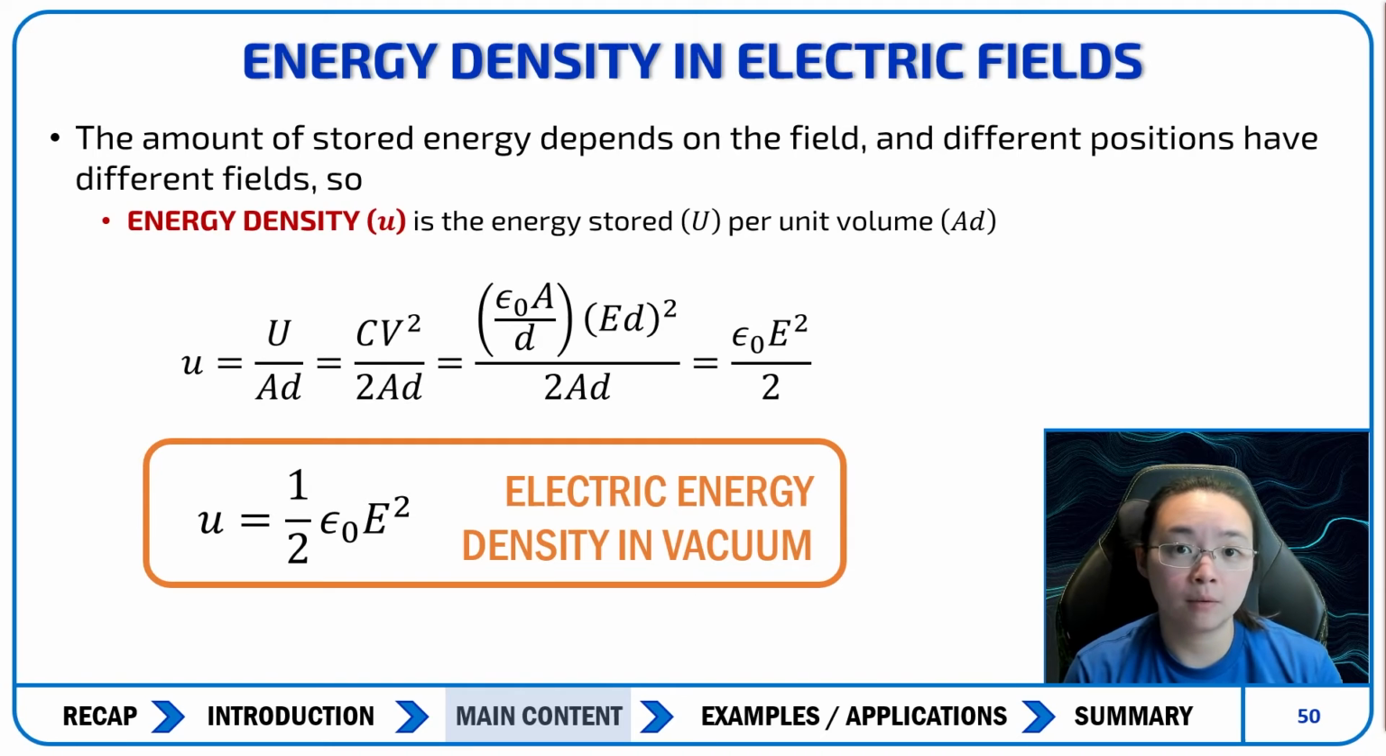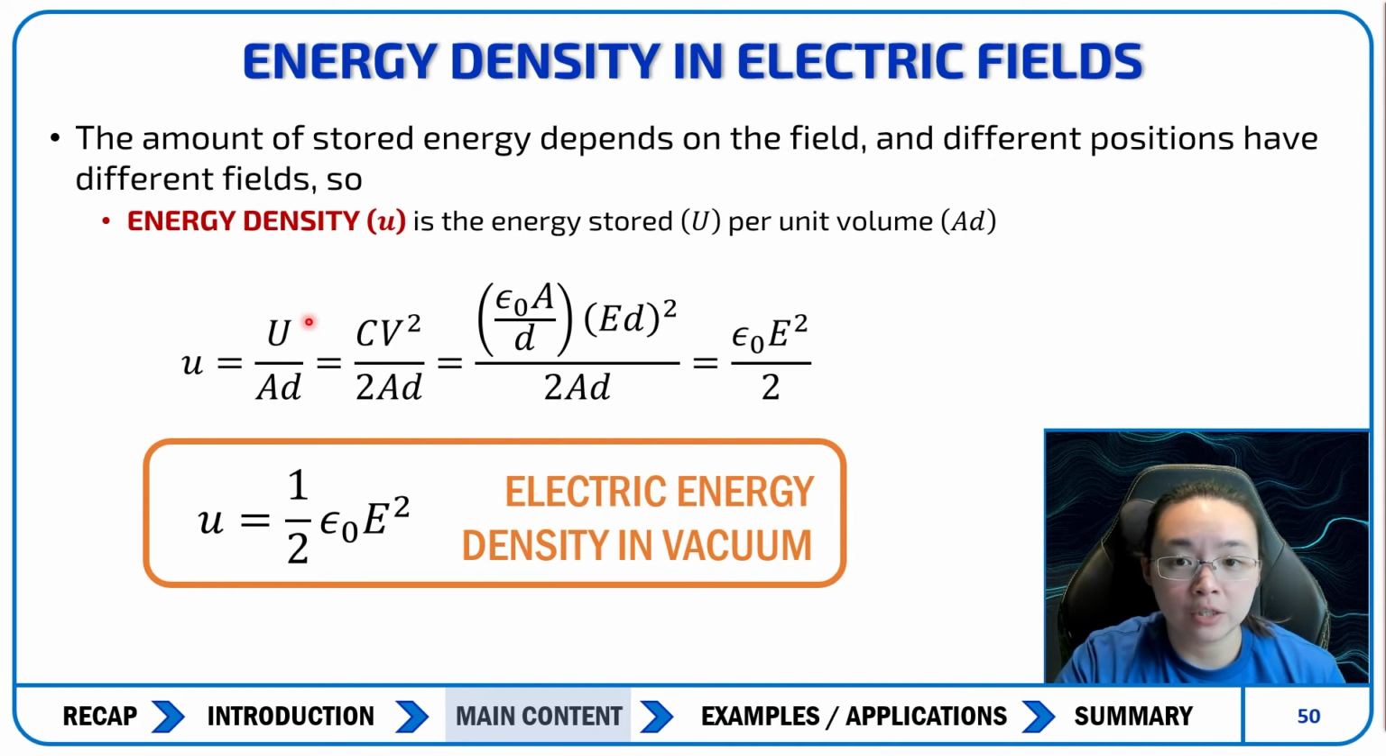Because of that, we move on to describe something called an energy density within an electric field. Different electric field distributions will have different energy densities, which will then directly affect how much energy capacitors can store. So the amount of stored energy depends on the field and the different positions within that field. Energy density little u is the energy stored, capital U, per unit of volume. So unit of volume is the area times distance. So little u is equal to U over AD.